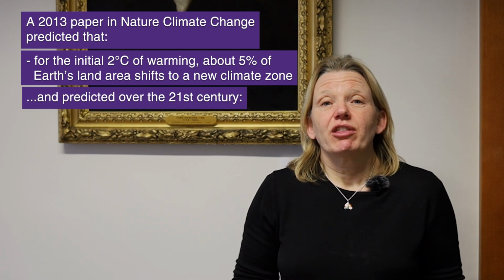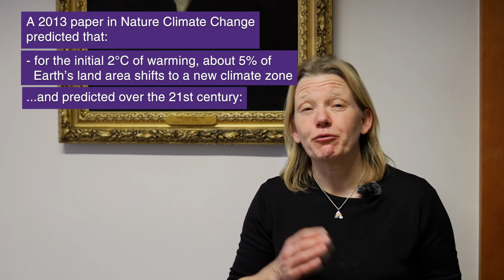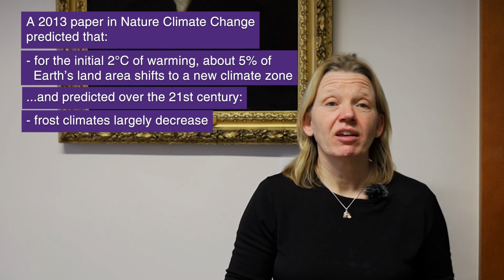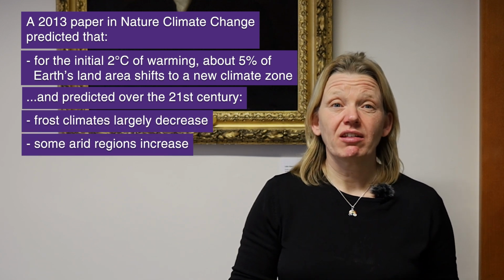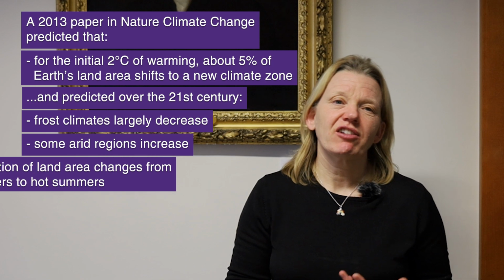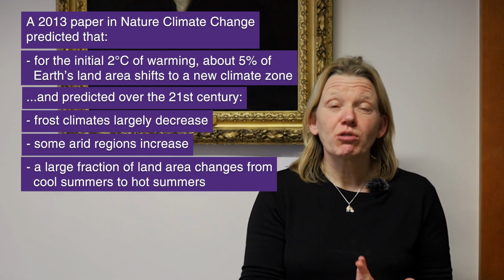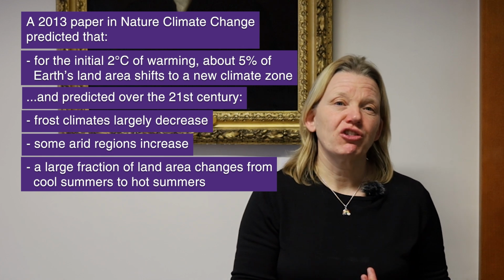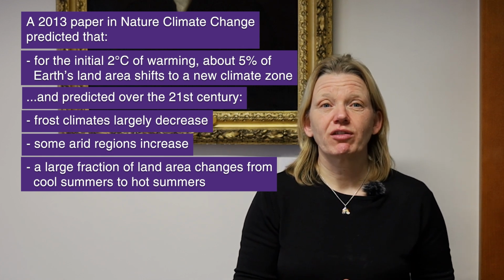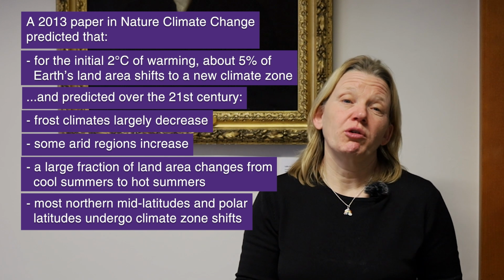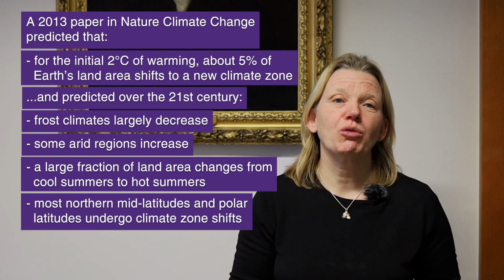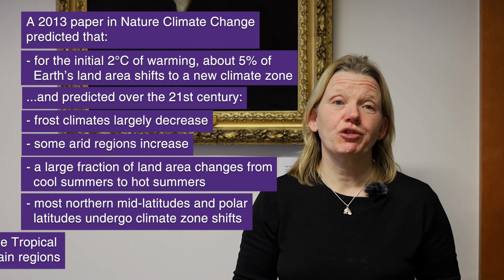The paper predicted that over the 21st century, frost climates largely decrease, some arid regions increase, a large fraction of land area changes from having cool summers to having hot summers, most northern mid-latitudes and polar latitudes undergo climate zone shifts, and there's less change in tropical regions, except in the mountain regions where there are projected changes in precipitation.